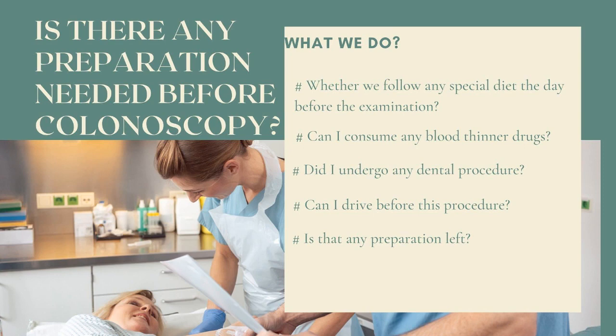Only limited clear liquid items are consumed, such as water, tea, black coffee, that is without milk, broth and carbonated beverages. You are not allowed flavored, colored or red dye beverages, because sometimes they may be confused with blood. You can also eat low fiber food, with no whole grains, nuts or seeds. Can I consume blood thinner drugs? Most medications may be continued as usual, but blood thinners such as warfarin, insulin, aspirin, arthritis medications and iron preparations, or some other medicines, need to be consulted with your doctor.